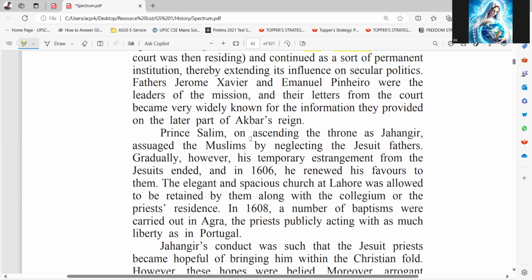Prince Salim, on ascending the throne as Jahangir, assuaged the Muslims by neglecting the Jesuit fathers. Gradually, however, his temporary estrangement from the Jesuits ended, and in 1606 he renewed his favors to them.